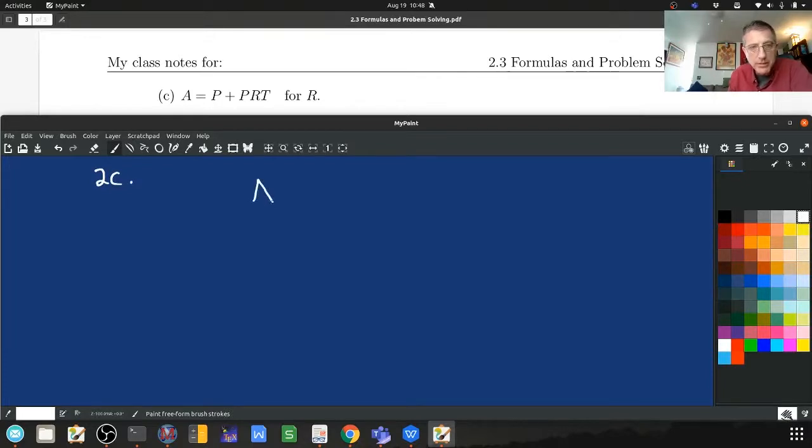So this is A is equal to, this is our formula, P plus P R T. And we're going to solve for R. So R is our unknown term. So what do we do? Well, we want to isolate this term right here.